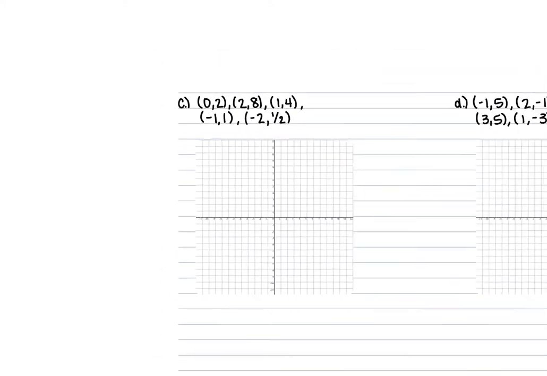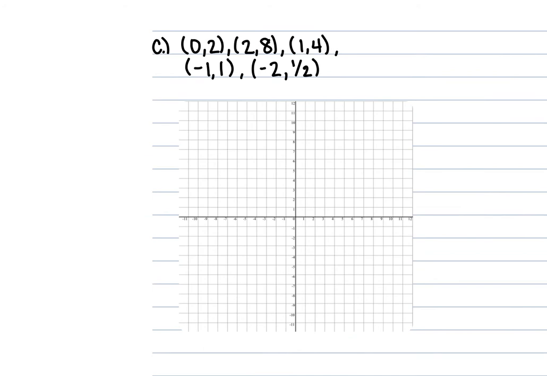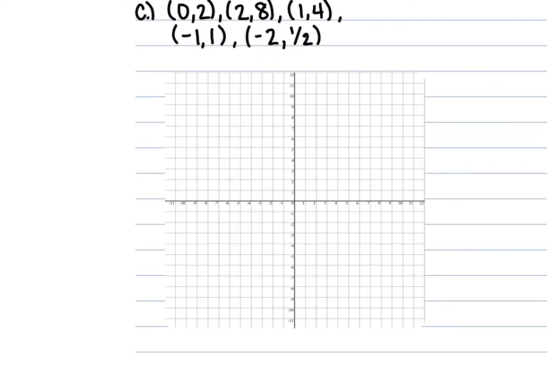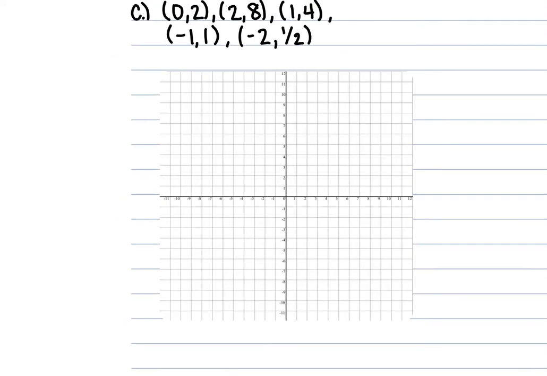Move on. We're going to do C and D, and then E and F, I'll leave those for you guys to do, okay? 0, 2, 2, 8, 1, 4, negative 1, positive 1, and negative 2, 1/2. Jaden, the steps again? I'll go back at the end, okay? I want to get through this. So 0 comma 2, 2 comma 8, 1 comma 4, negative 1 comma 1, and negative 2 comma 1/2.